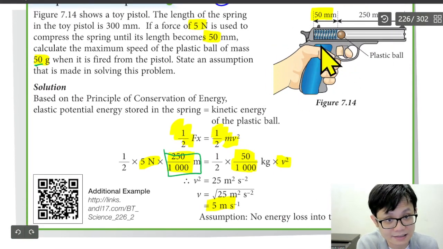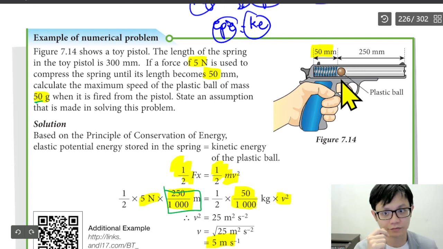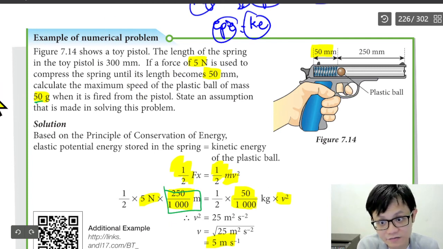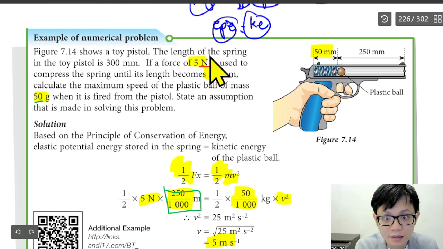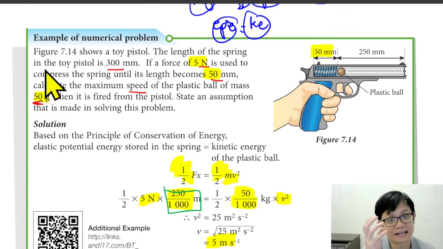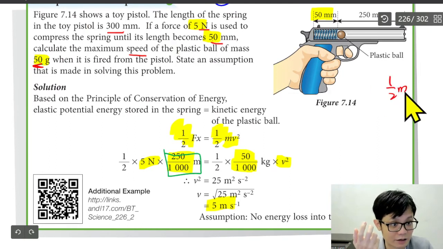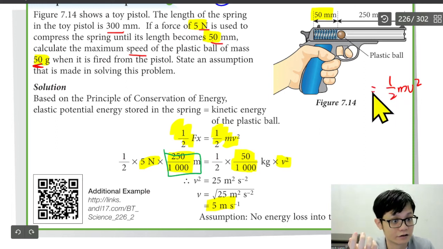Okay, first thing when the question asks, you need to know what is given in the question. So what is given: he gives me Newton, he gives me the length of the spring, 50 mm, calculate the maximum speed, and he gave me the mass. So you need to estimate what formula we are going to use. Because you want the speed, it's half mv to the power of 2, and this is a spring, so I know it is half Fx.